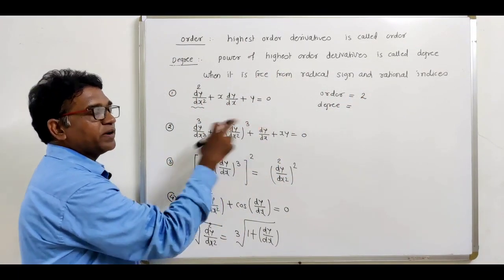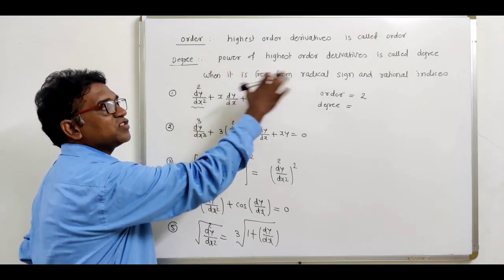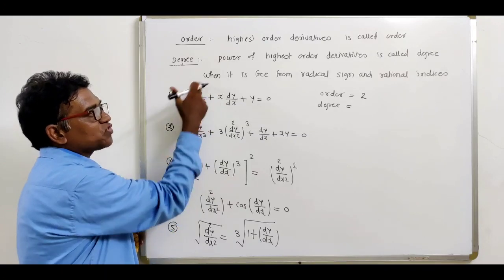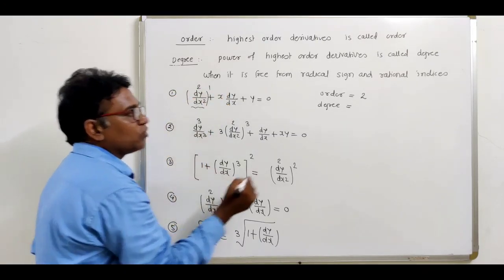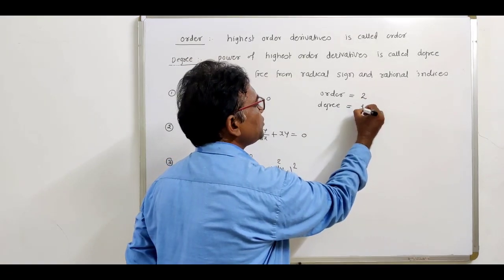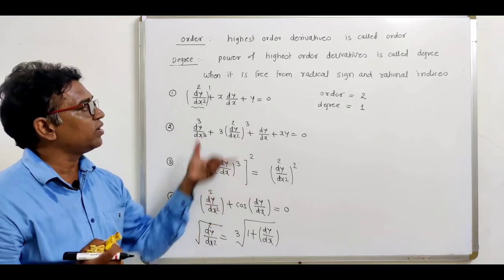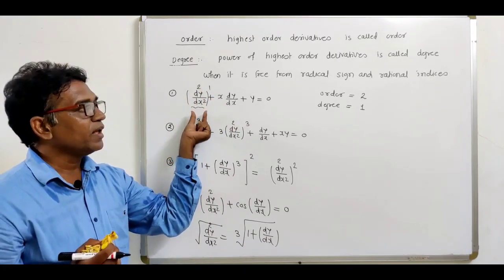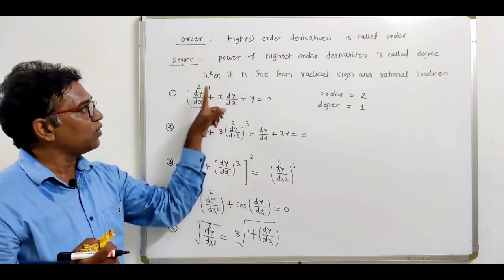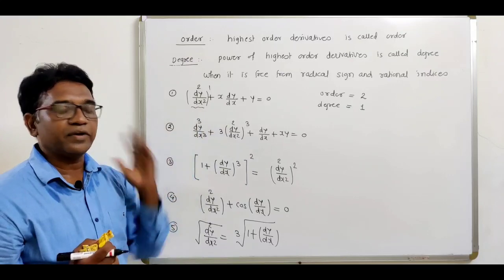And what is the degree of the differential equation? What is the definition of degree? Power of the highest order derivative. This is the highest order, and what is the power? The power is 1. So the degree of this differential equation is equal to 1. So remember the definition of order: just find out the highest order derivative. And what is the degree? Just find out the power of the highest order derivative.